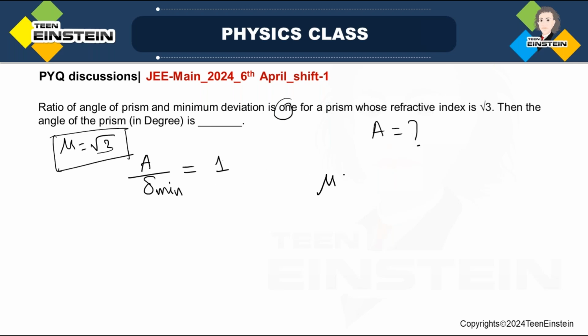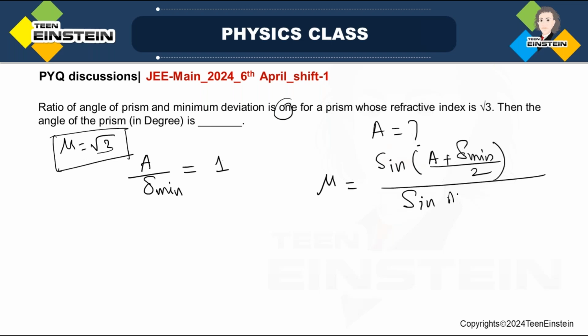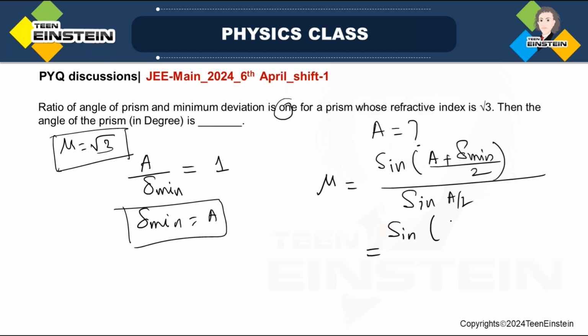If you remember the formula, mu is equal to sine of (A plus delta minimum) divided by 2, divided by sine of A by 2. Now I have to find A, so I can write delta minimum in terms of A. So delta minimum is equal to A. I put this here, so sine of (A plus A) divided by 2, divided by sine A by 2. So here I get sine A, and in the denominator I get sine A by 2.